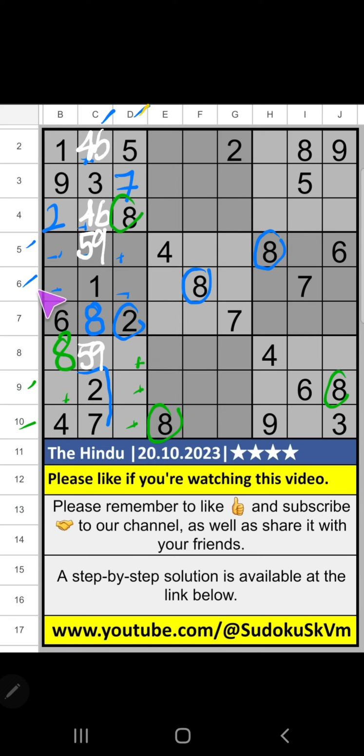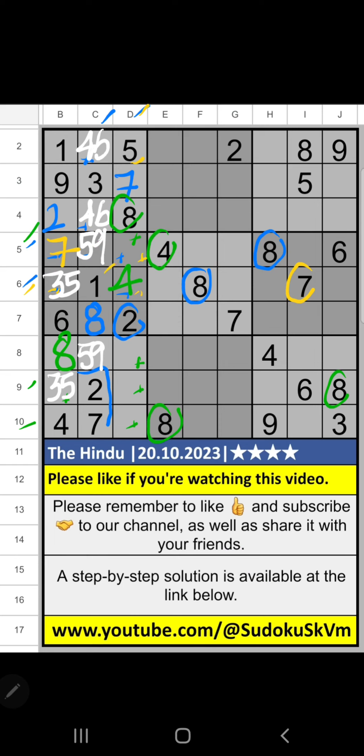Column D and 6th row, we have 7. So 7 can't come in these cells. Then 7 is confirmed here. Then column B, 2 numbers are remaining, 3 and 5. It will come in one of these cells. We confirm later. Fifth row, we have 4. So 4 can't come in the cell. Then 4 is confirmed here.